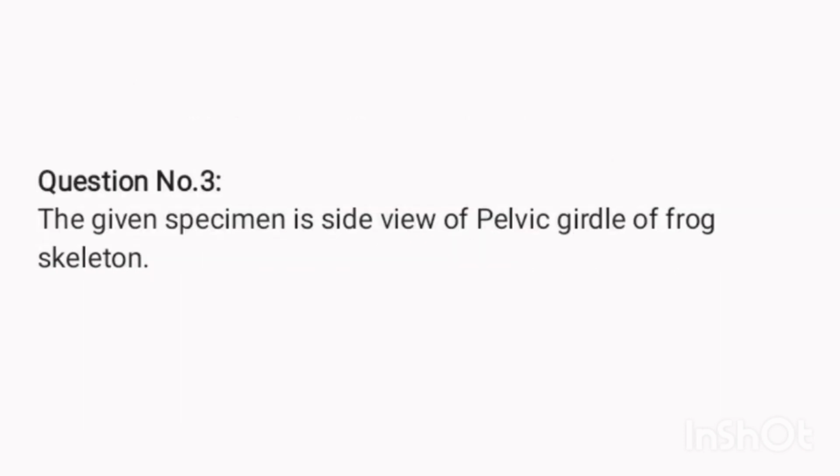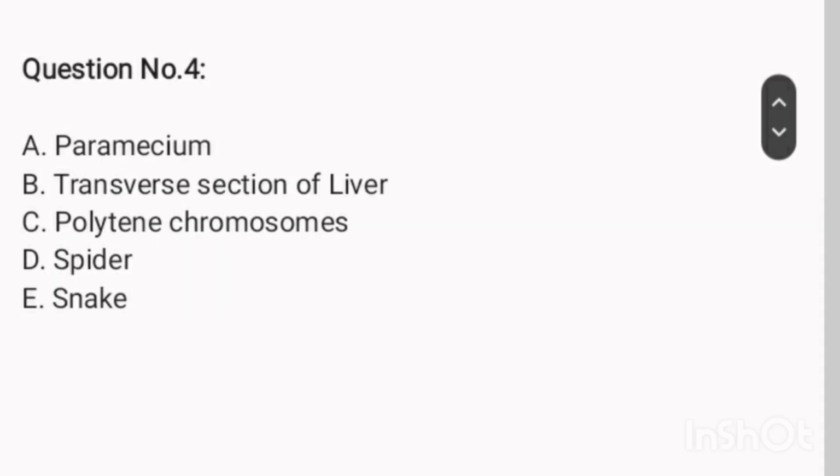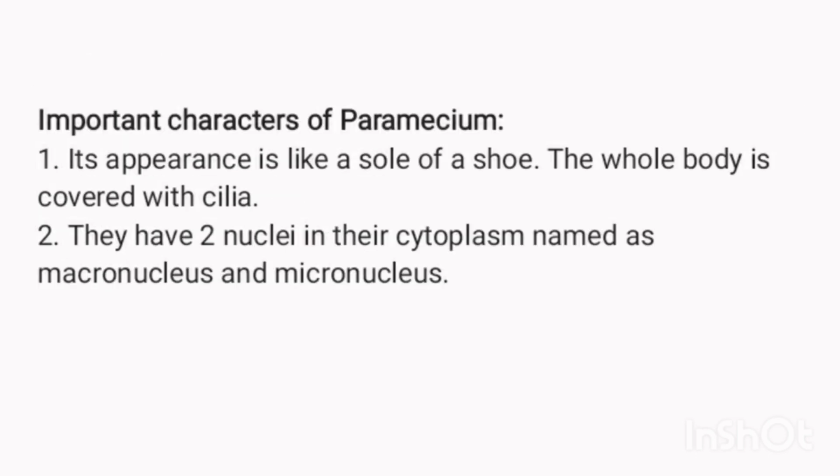Question number 3. The given specimen is side view of pelvic girdle of frog skeleton. Question number 4. A. Paramecium. B. Transverse section of liver. C. Polytene chromosomes. D. Spider. E. Snake. Important characters of paramecium.